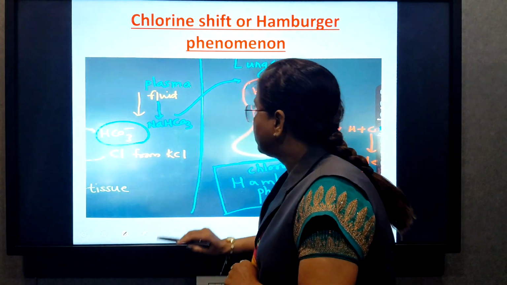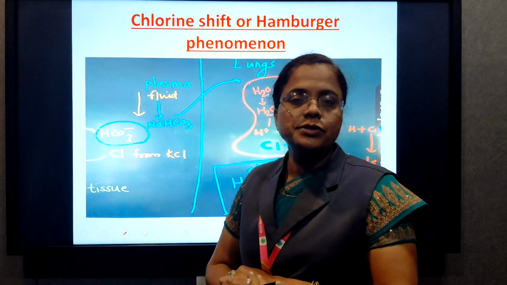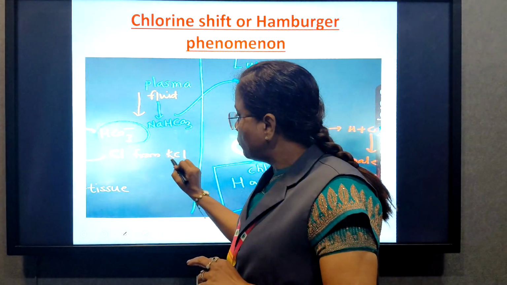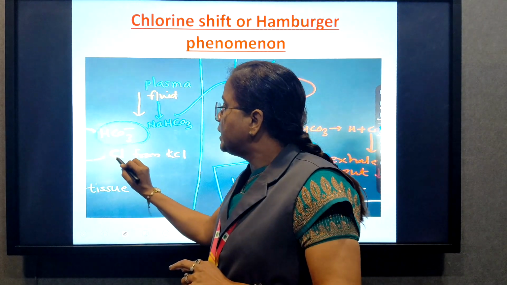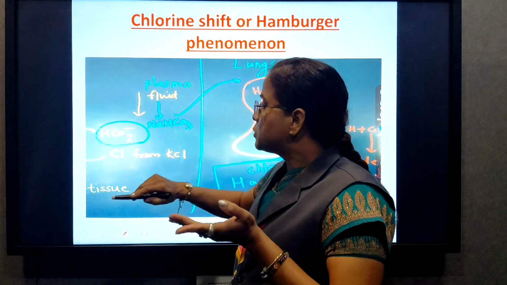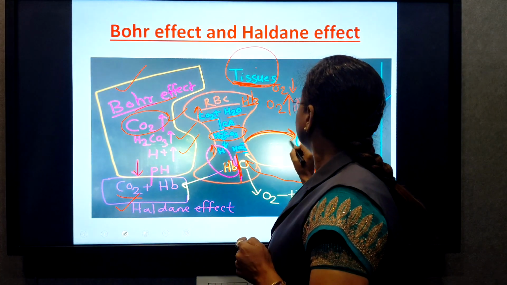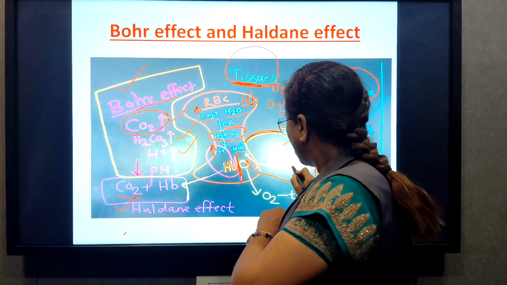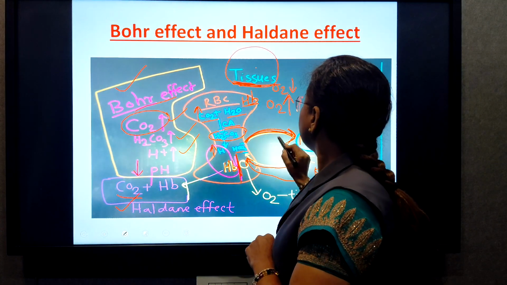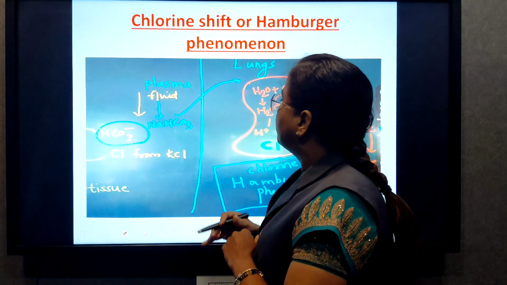Next slide. Here we briefly discuss the chlorine shift, or Hamburger phenomenon. What is the chlorine shift? In the plasma fluid, from the potassium chloride, the chlorine dissociates from potassium and comes into the RBCs. In exchange, HCO3 comes out of the RBC. Chlorine comes into the RBC, HCO3 goes out. So this is called the chlorine shift, or the Hamburger effect.